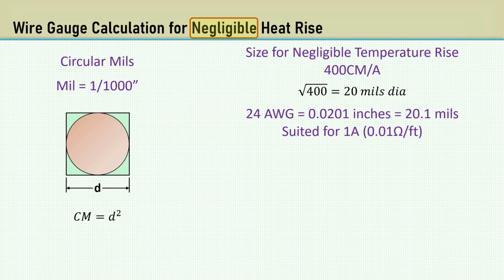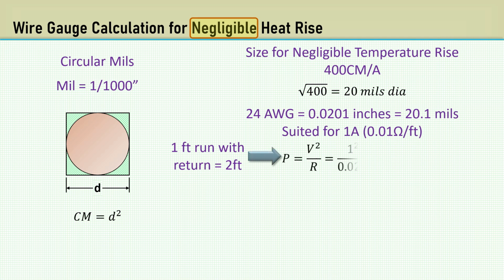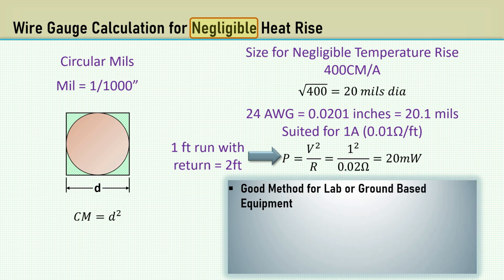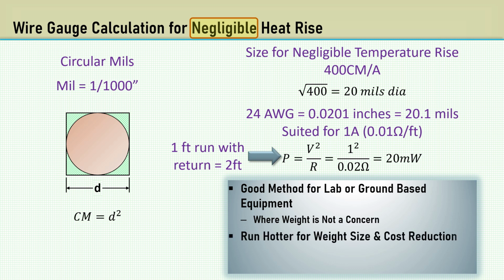Let's look at an example of a 1-foot run of wire with a return, which would be 2 total feet. 24-gauge is 0.01 ohms per foot. The total power is only 20 milliwatts, so that's pretty cool. This is a good practice for lab or ground-based equipment where weight is not a concern. However, you can run the wire hotter and reduce weight, size, and cost.